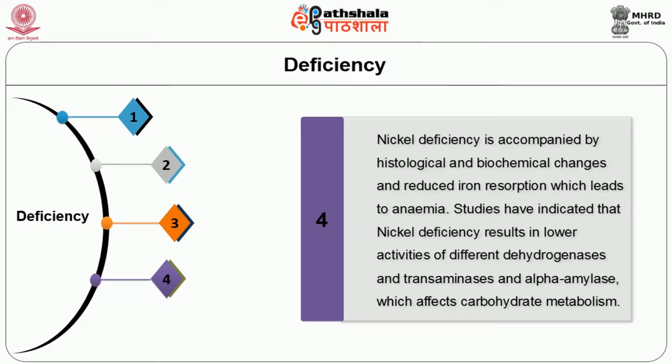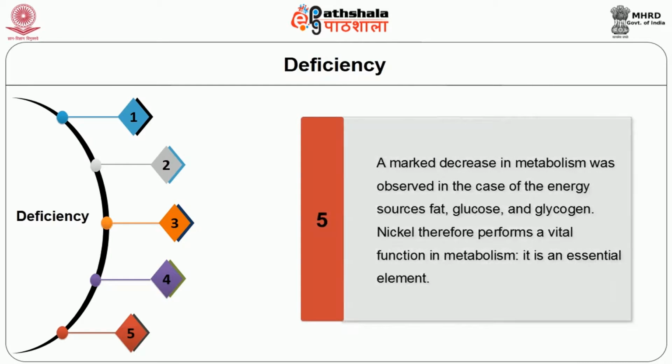Studies have indicated that nickel deficiency results in lower activities of different dehydrogenases, transaminases, and alpha amylase, which affects carbohydrate metabolism. A marked decrease in metabolism was observed in the case of energy sources: fat, glucose, and glycogen. Nickel therefore performs a vital function in metabolism and is an essential element.